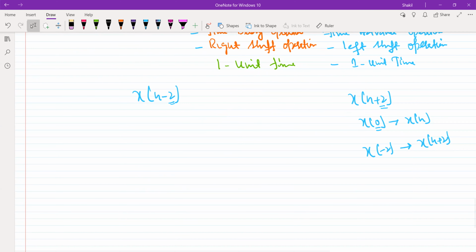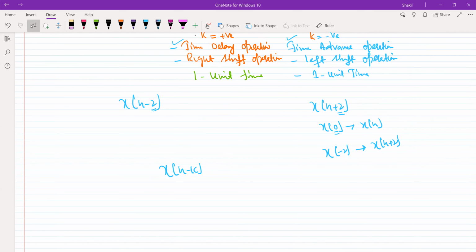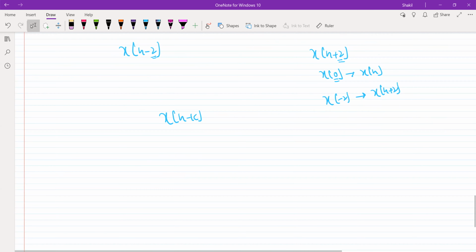And in general, you can say x of n minus k is a shifting operation. If k is positive, this is a right shift operation. If k is negative, this is a left shift operation. And time advance or time delay operation simply means by how much time the signal or the sample point will come delayed or advanced in time. That's why we say this is a time delay operation or time advance operation. I hope this is clear to you guys.